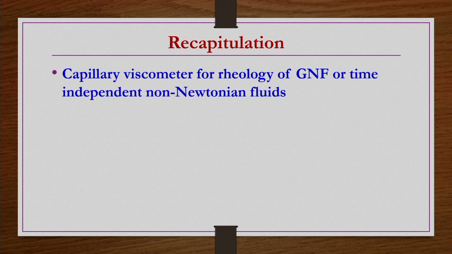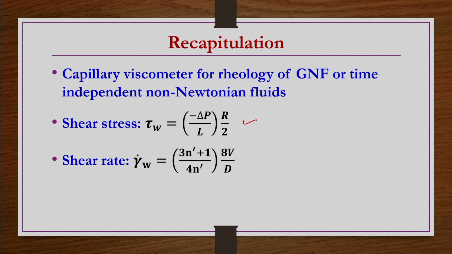When we use such capillary viscometers for measuring the rheology of non-Newtonian fluids, especially for time independent non-Newtonian fluids or generalized Newtonian fluids, we have developed the corresponding equations for shear stress and shear rate. That is what we have seen. By doing the simple analysis and derivation, we have obtained the shear stress for the fluid whose rheology is being measured using the capillary viscometer: tau w is equal to minus delta p by L into r by 2, and the shear rate is (3 n prime plus 1) by (4 n prime) into 8 v by d. That is what we have seen.